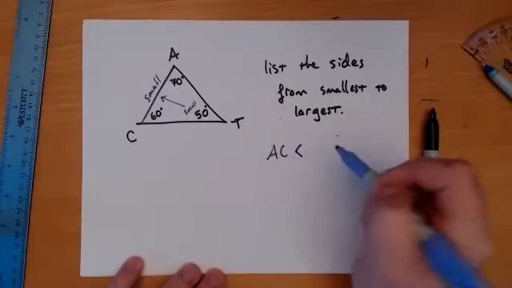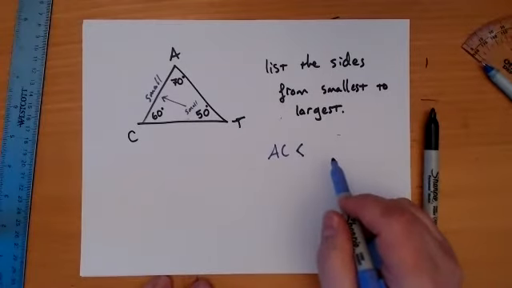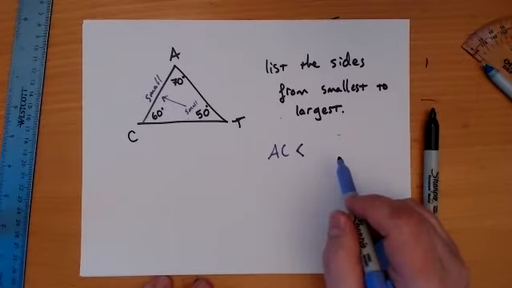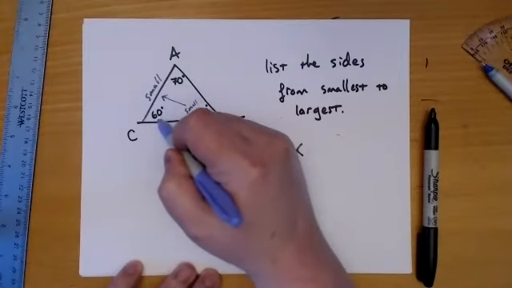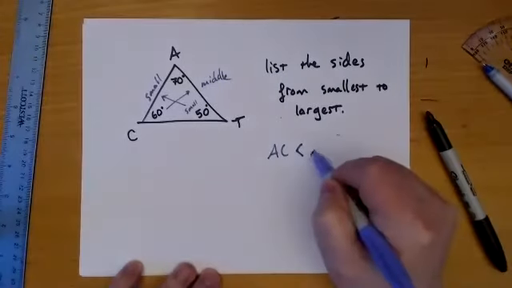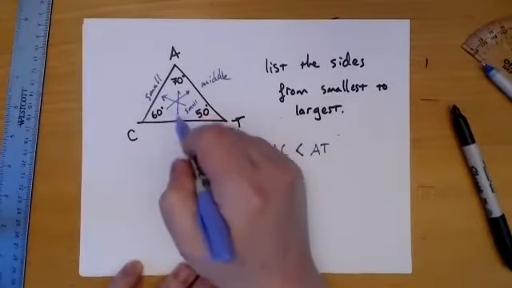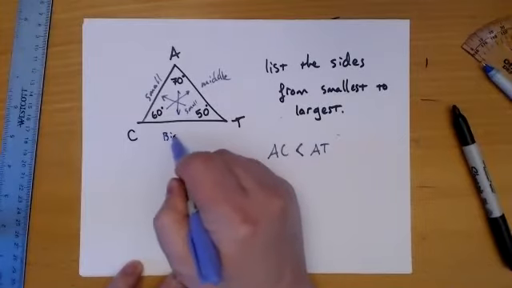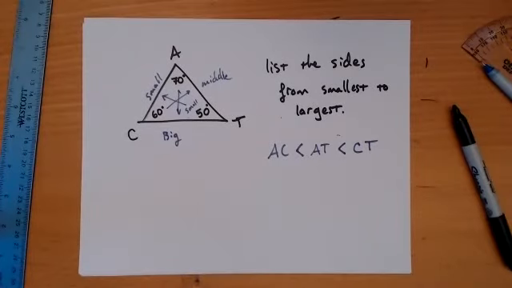is smaller than, okay, remember you've got your inequality symbols, right? Okay, which is the middle side? 60. Okay, so the 60 is the middle angle. So this is the middle side. And that's AT. And then finally, this is the biggest angle. So this is the big side. Does that make sense? Give me a thumbs up if you understand how that happened.